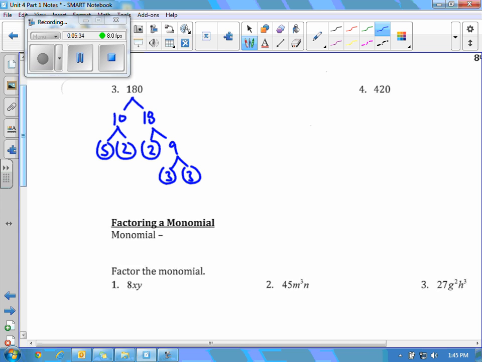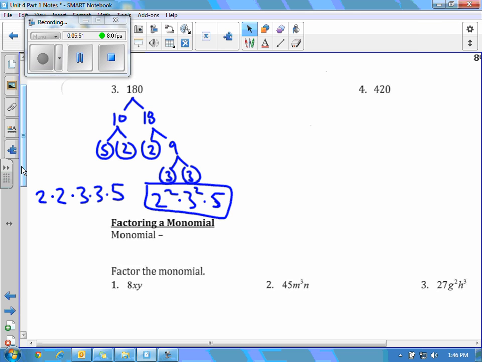So now I write out multiplication starting with the smallest number. So that's 2 times 2 times 3 times 3 times 5. So that's going to be 2 squared times 3 squared times 5. And then that's going to be my final answer, my prime factorization.